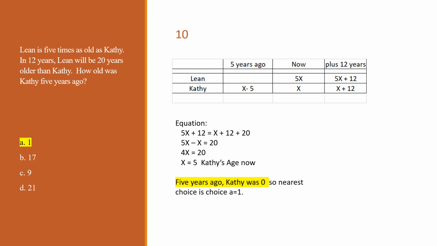For the last item in this practice set, we are given that Lian is 5 times as old as Kathy, which is with respect to a time reference which is now, and in 12 years, which will be a future time, Lian will be 20 years older than Kathy.